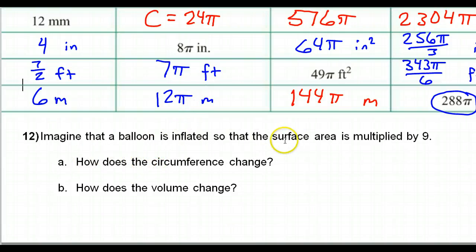imagine that a balloon is inflated so that the surface area is multiplied by 9. Okay, what happens to the circumference, and how does the volume change? Here's what you need to focus on. It says surface area, but what matters is area. The area is multiplied by 9. Now this says circumference, but what matters is that that is a length.